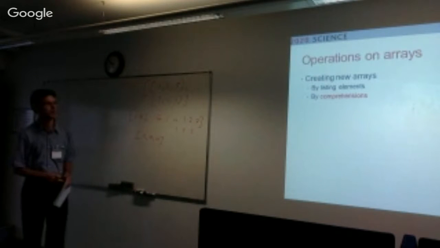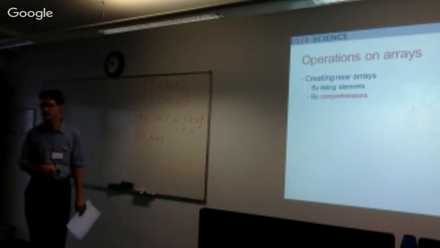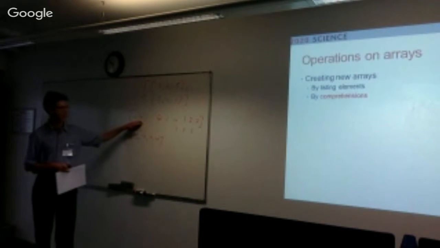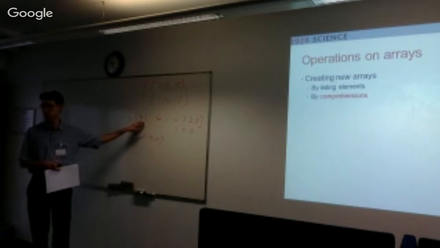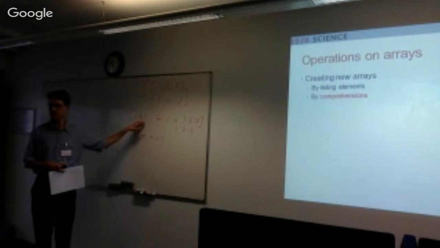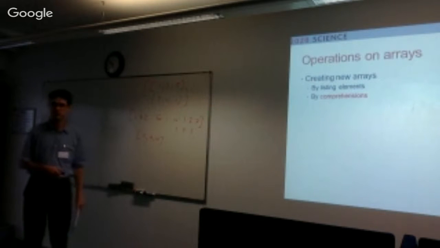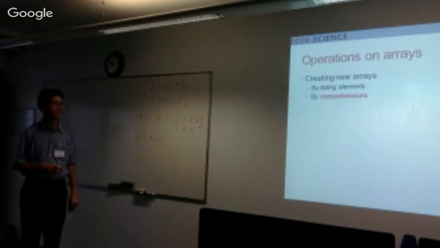So that's comprehensions. And those are the 2 ways of creating new arrays. And you can stick any expression in here. This expression could actually create an array itself. And then you have an array where every entry is an array, so you're adding an extra dimension on. You can build up quite complicated arrays if you need to.